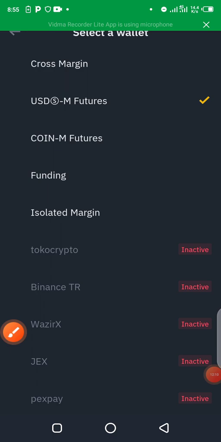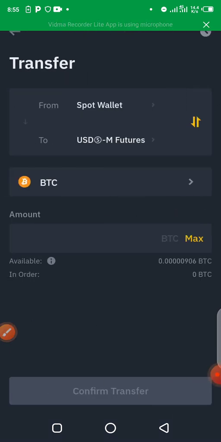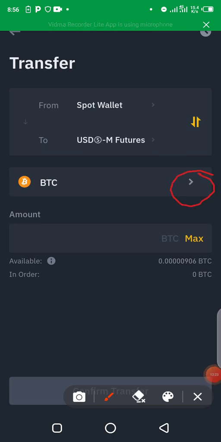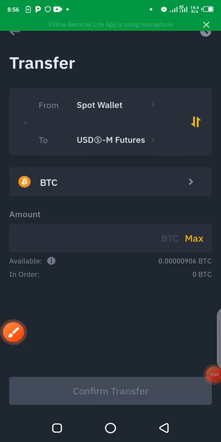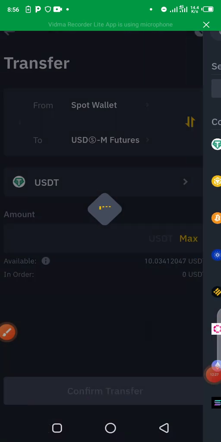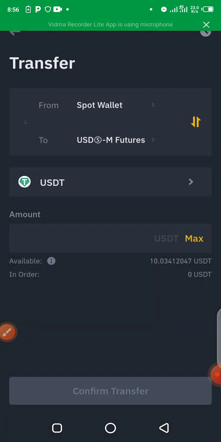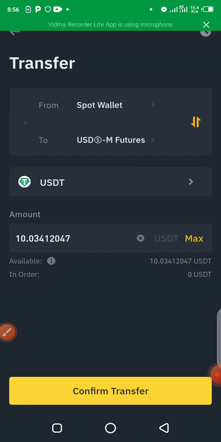Now it tells you spot wallet to USD-M futures. So good. Click here to change this to USDT. Click on USDT, and then click on maximum. I have just $10 on spot wallet for the purpose of this tutorial. So confirm the transfer.